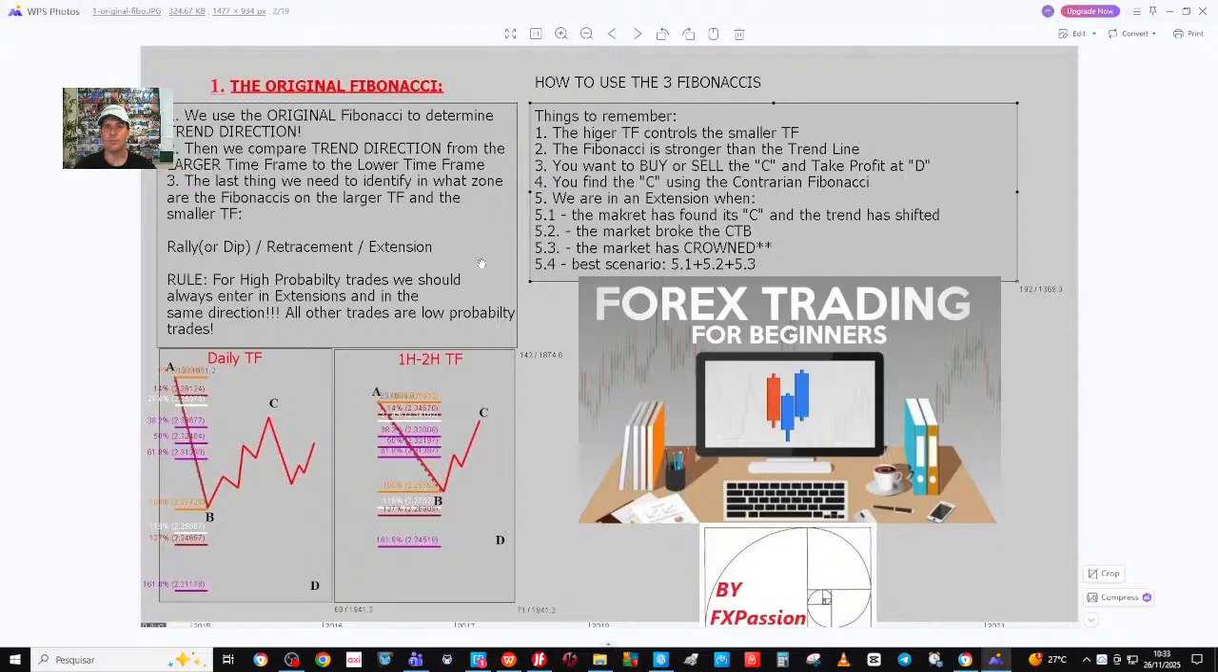And step by step talking about trading, right? Things to remember: the higher time frame controls the smaller time frame. The Fibonacci is stronger than the trend line. You want to buy or sell the C and take profit at the D. You will find the C using the Contrarian Fibonacci. And number 5, everybody, talking about trading, we are in an extension when number 1, the market has found the C and the trend has shifted. The market broke the counter trend line, or the market has crowned. Best scenario, it's 1, 2, 3, alright?